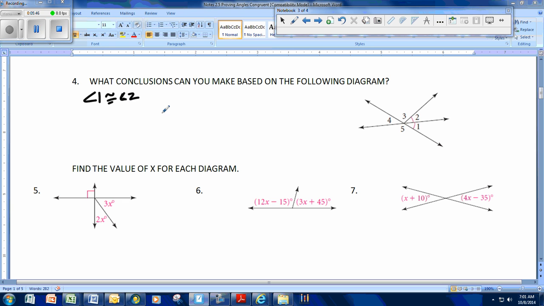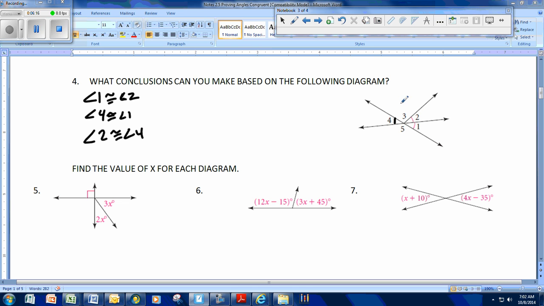Okay? All right. Next thing I notice here is angle 1 and 4. Those are vertical angles. So I know vertical angles are congruent. So angle 1 is congruent to angle 4. Now, angle 1 is partners with 2 and 4. That makes angle 2 congruent to angle 4 through the transitive property. So angle 2 is the same measure as angle 4.